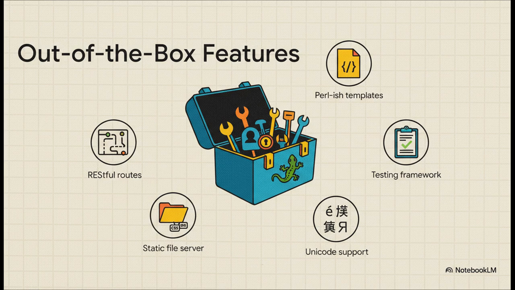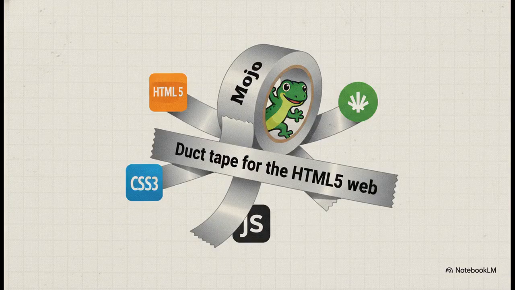What this really means is you can start building feature-rich applications immediately. You're not wasting your time hunting down and trying to integrate a dozen different libraries. It's all right there. The official documentation uses this fantastic phrase to describe Mojolicious: duct tape for the HTML5 web. And I just love this analogy because it perfectly captures the framework's spirit. It's practical, it's incredibly versatile, and you can use it to quickly and effectively piece together all these modern web technologies, holding everything together reliably, just like good old duct tape.